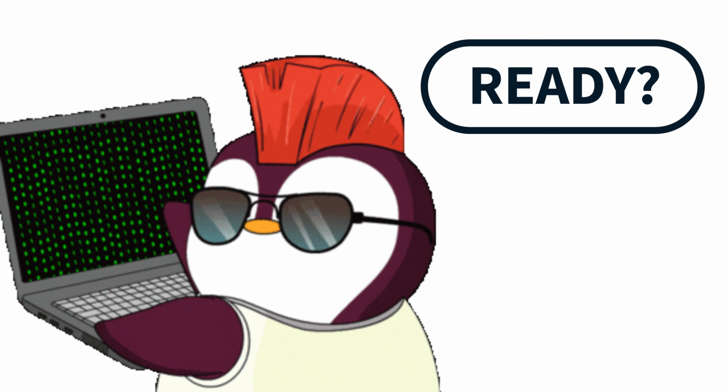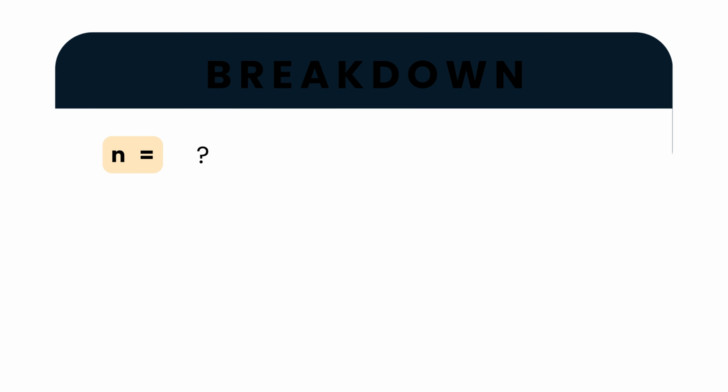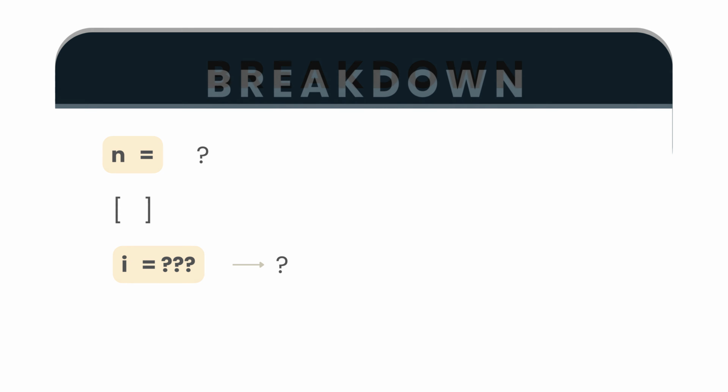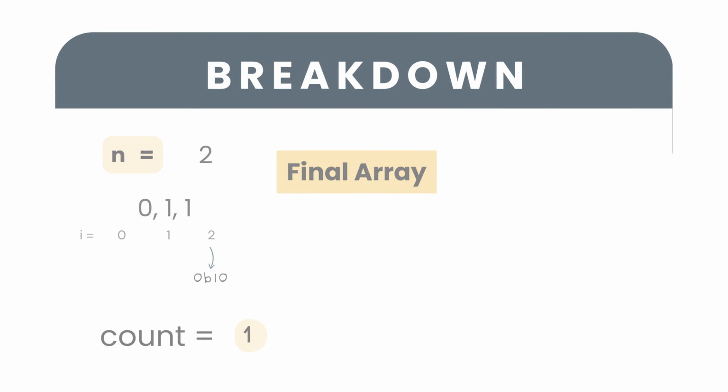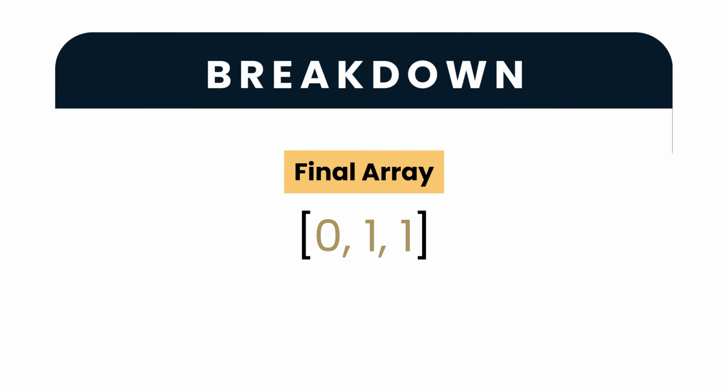Let's get started. Let's break it down. You're given a number n. Your task is to return an array. Each position i in that array should tell you how many ones are in the binary form of the number i. For example, if n is 2, we look at the numbers 0, 1, and 2. 0 in binary is 0b0. It has 0 ones. 1 in binary is 0b1. It has 1 one. 2 in binary is 0b10. It also has 1 one. So the final array is 0, 1, 1.